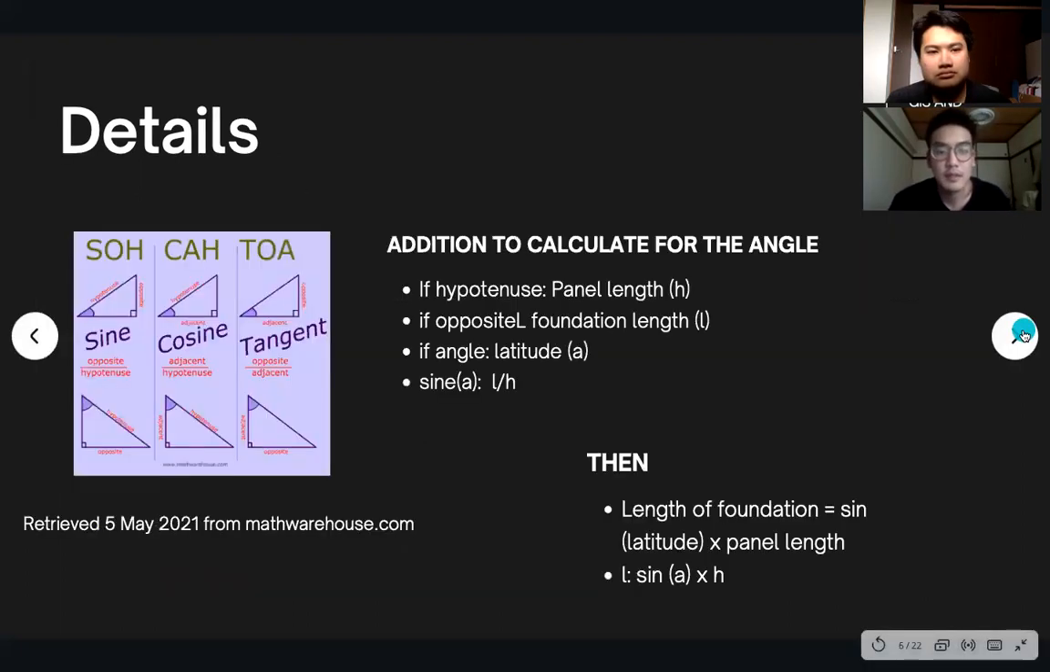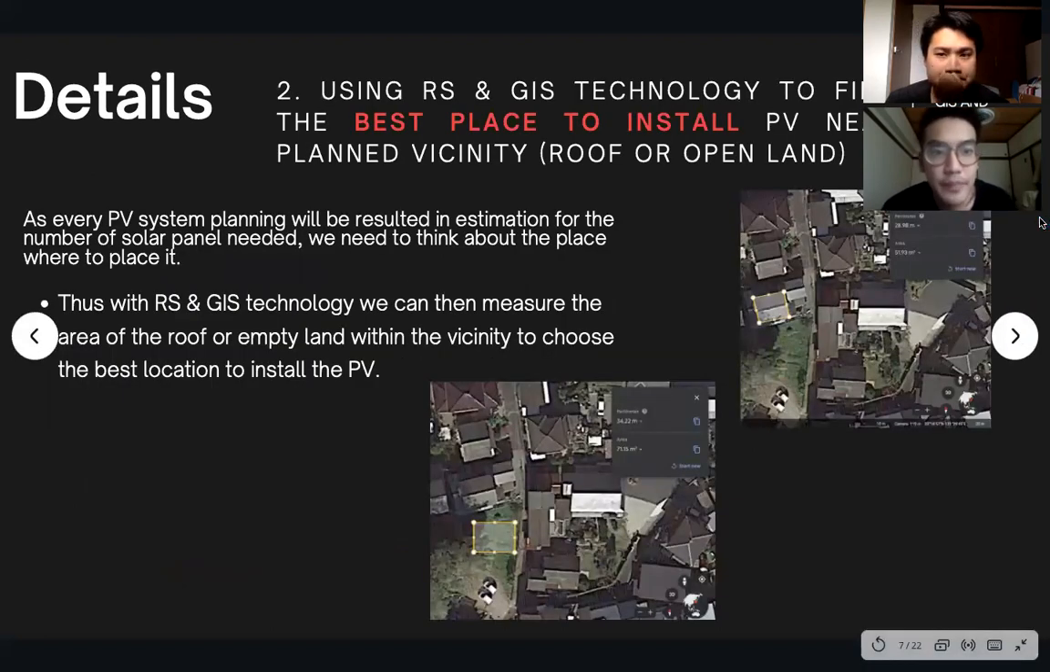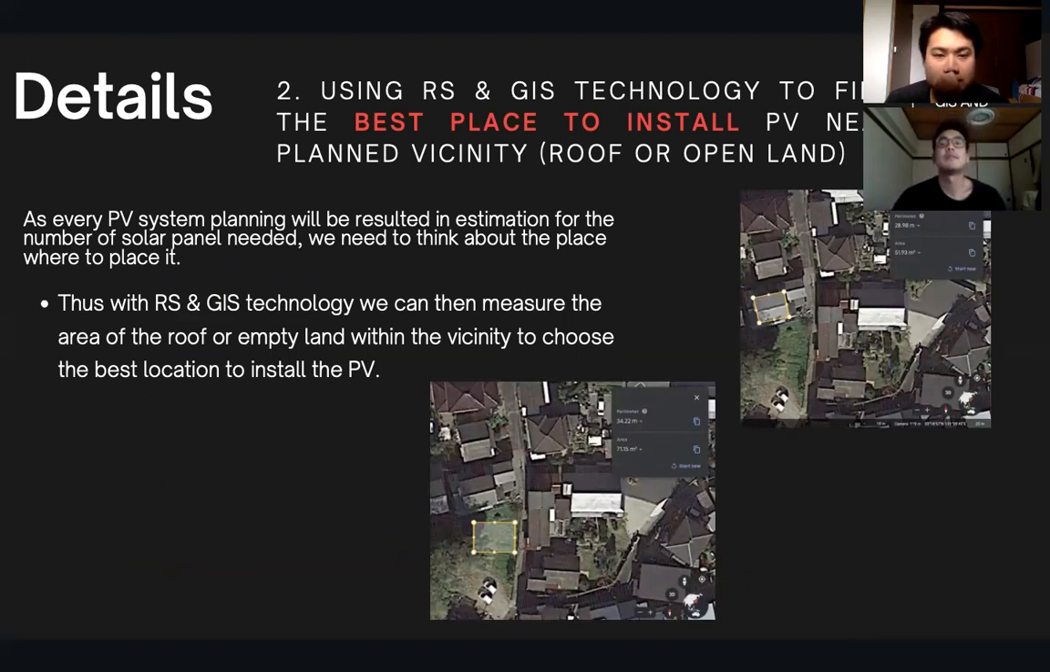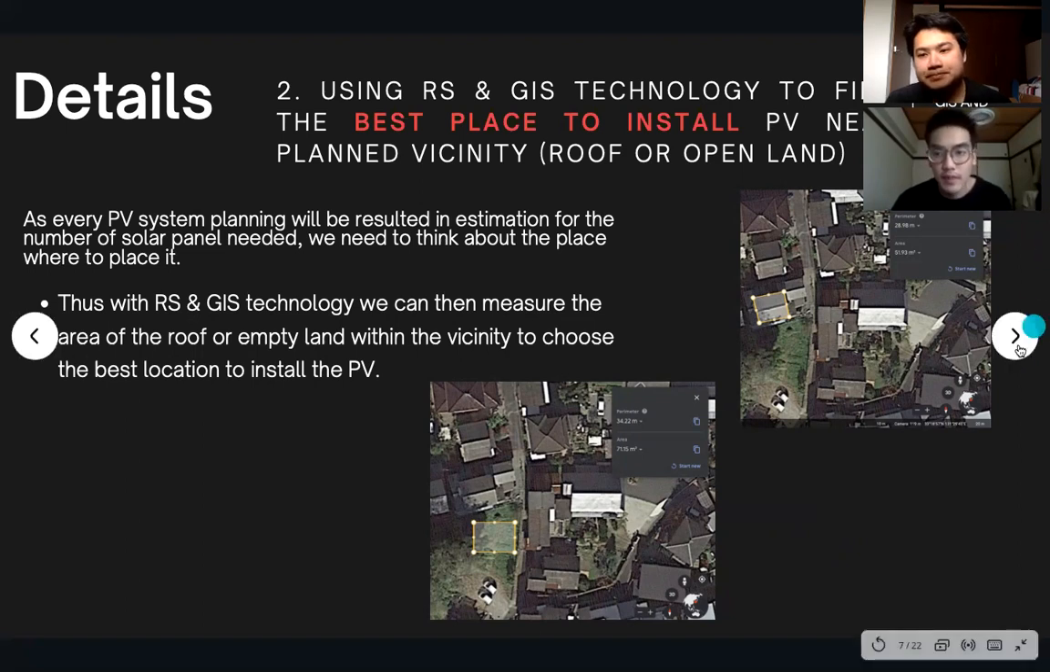And next, this is just an addition to another way to calculate the angle. Moreover, using remote sensing and GIS technology to find the best place to install the PV, as every PV system plan will result in an estimation of the number of solar panels needed, we need to think about where to place them. Thus, with remote sensing and GIS technology, we can measure the area of the roof or empty land within the vicinity to choose the best location to install the PV.